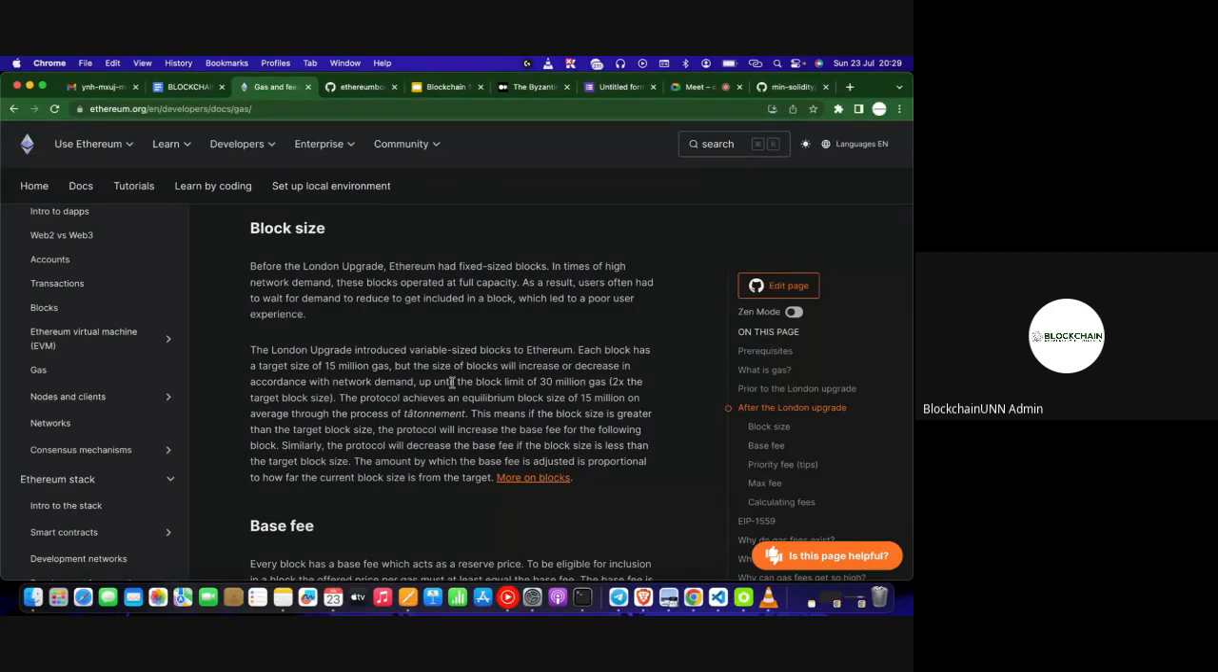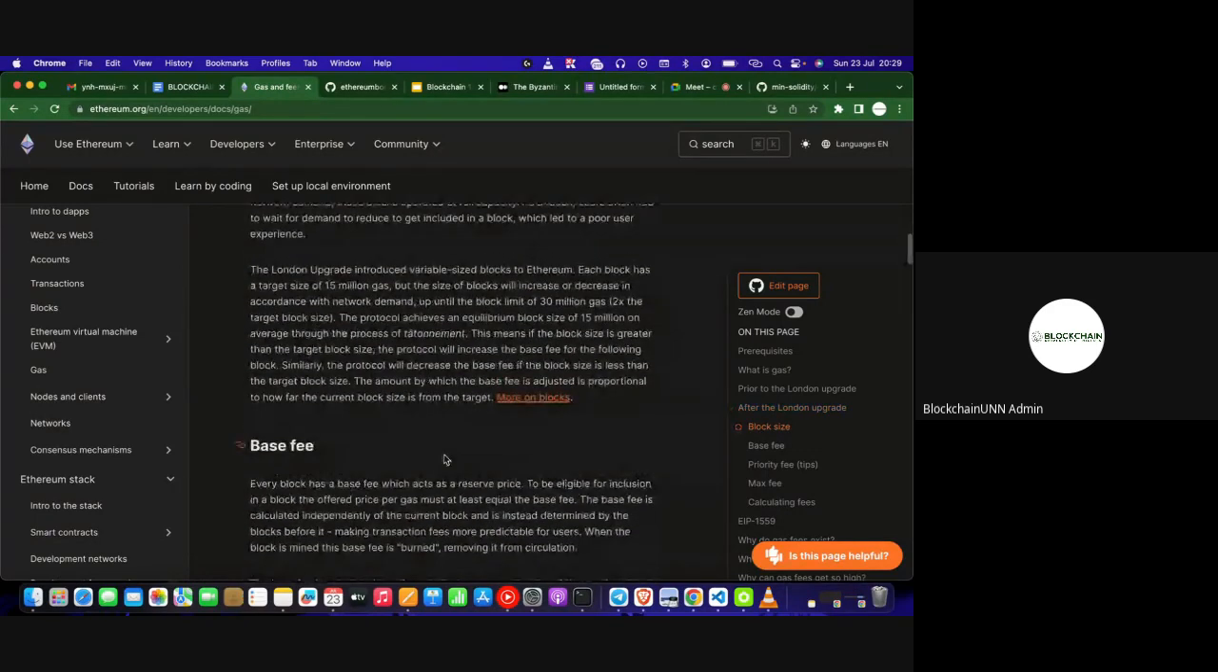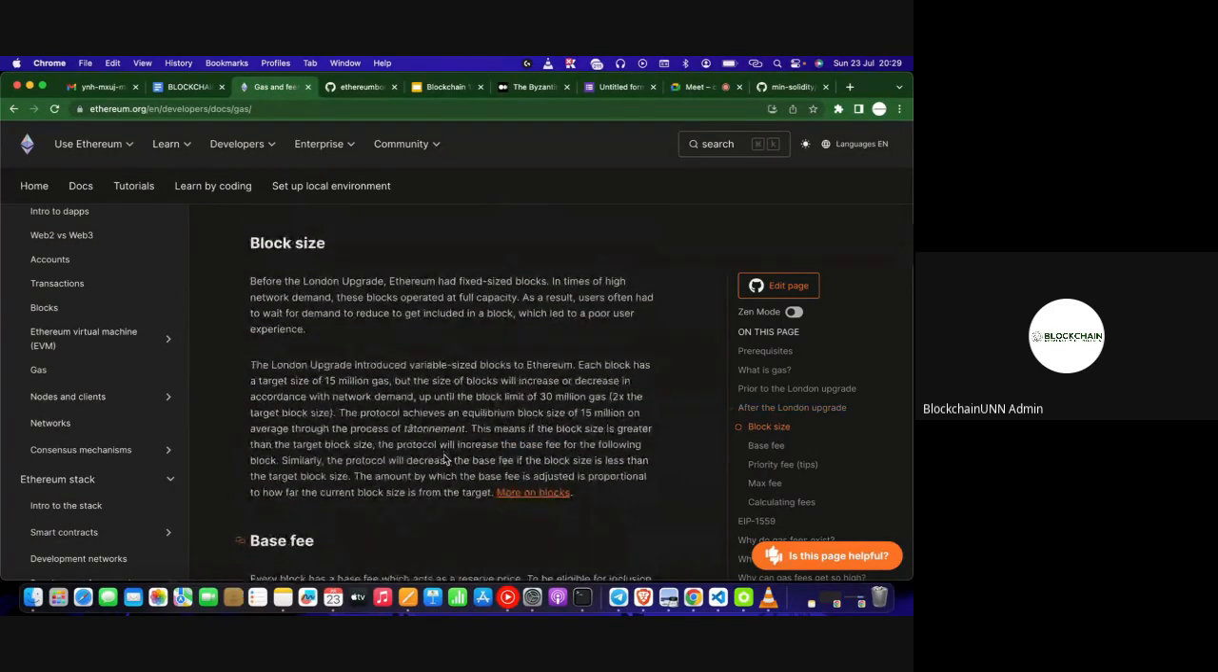But if there are more transactions with less gas, let's say simple ether transfers costing 20,000 each, I don't know how many 20,000s will fit into 30 million. I'd have to use my calculator, but it would be a lot of transactions. So basically, that's how the number of transactions that can fit into a block is calculated, using the gas.